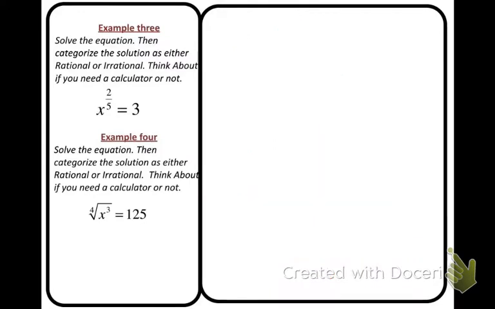Okay, going on to example 4. Now we just solve the equation and categorize the solution as either rational or irrational. Think about if you need a calculator or not. So I'm going to rewrite this problem. We've got the 4th root of x cubed equals 125. First, I'm going to write this as an exponent. We know the 4 is our root and the 3 is our power. Power goes on top, root goes on bottom. So we can rewrite this as x to the 3/4 equals 125.